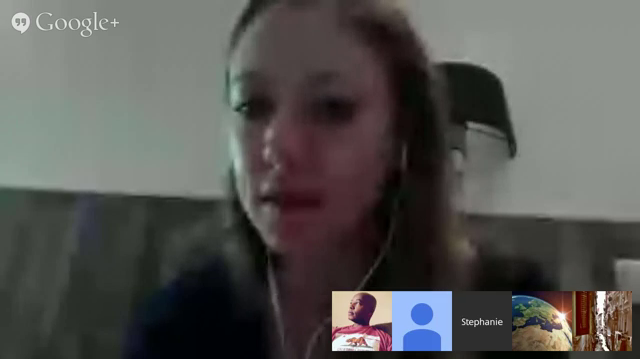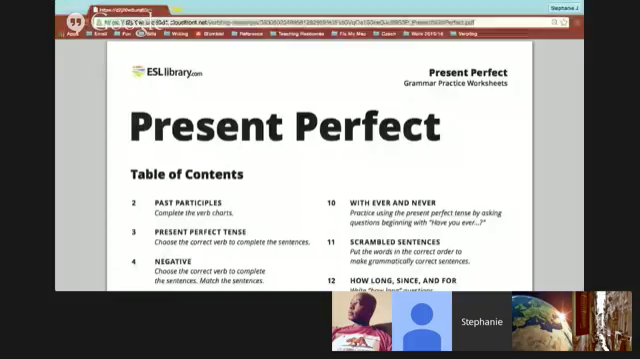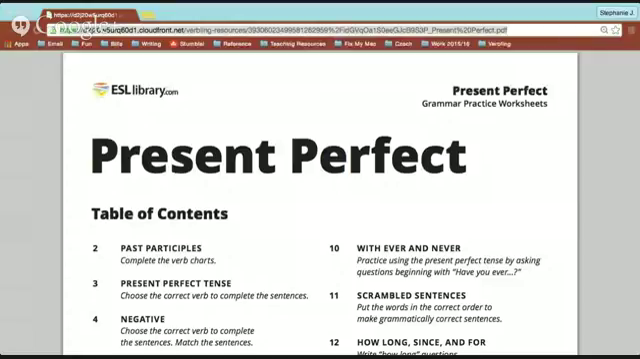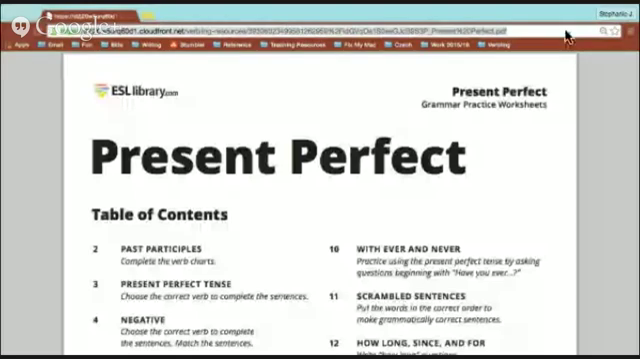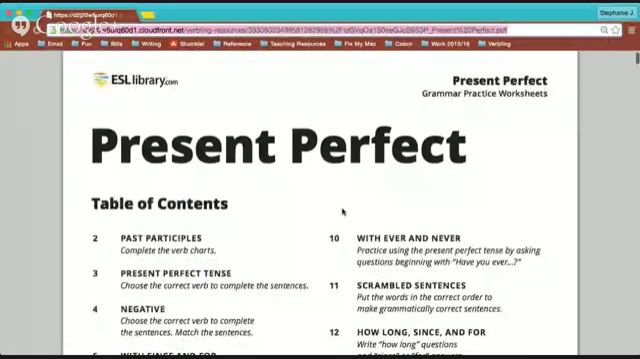But let's go to the worksheet with its exercises. It will start with a review of past participles. All of the perfect tenses require the past participle. So, review of the participles.